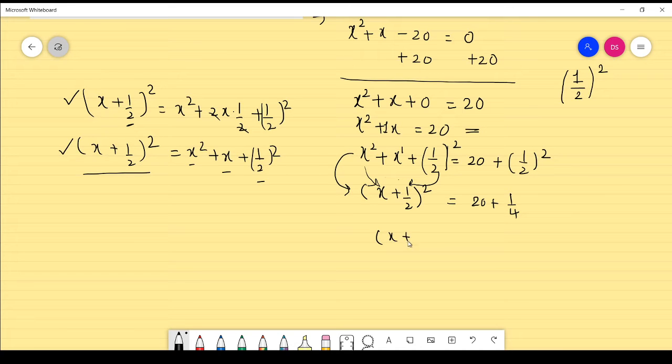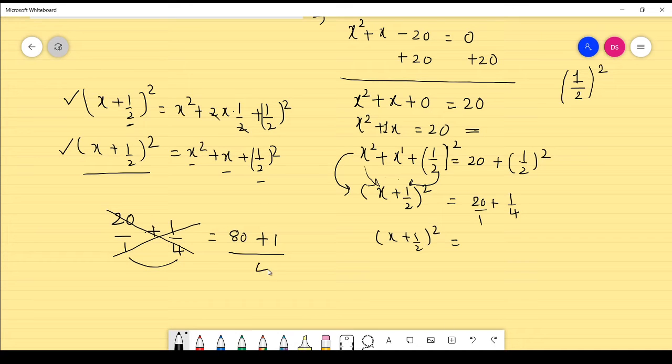Here we have x plus 1 by 2 bracket square as it is, right? So cross multiply it, that is nothing but 20. So how to cross multiply it? This is very easy, 20 by 1. This is very basic, right? Cross multiply means we need to multiply these two numbers. 20 times 4 is 80, right? Plus sign, then 1 into 1, 1 divided by 1 into 4, 4 ones are 4, right? So 80 plus 1, that is nothing but 81 by 4.